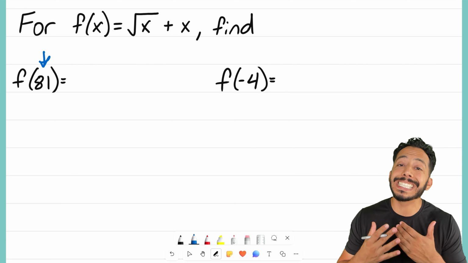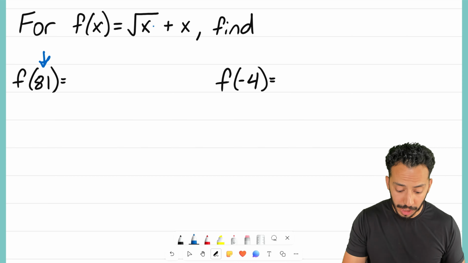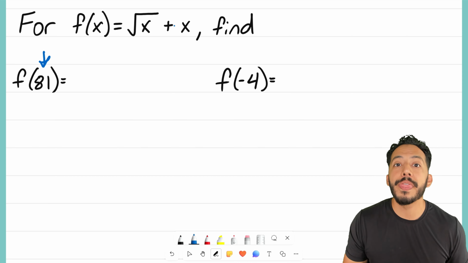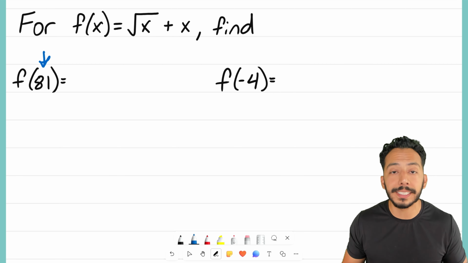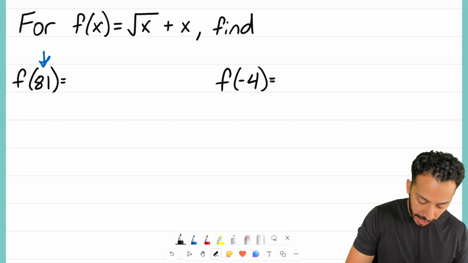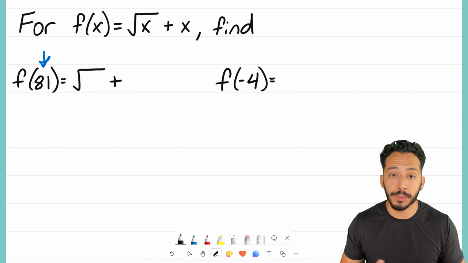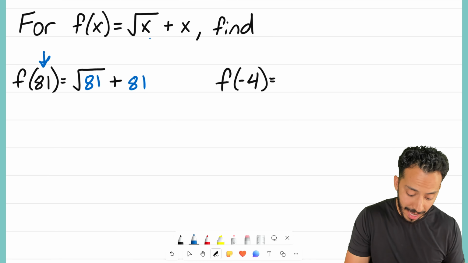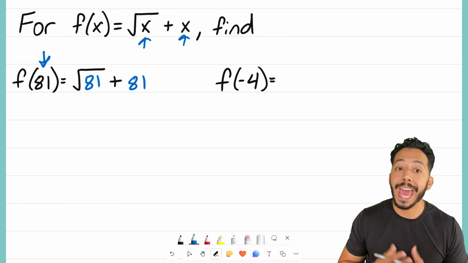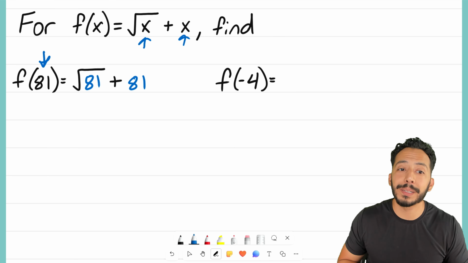Our first input is 81. Our function is f of x, and f of x equals the square root of x, then plus x. So we have to substitute 81 in twice for those x values. So watch what I'm going to do. I'm going to start to write out this equation, but instead of writing x, now I'm going to plug in or substitute in our values for x, right? I'm not going to write in x anymore. We know for this problem that x is 81. So now x becomes 81.